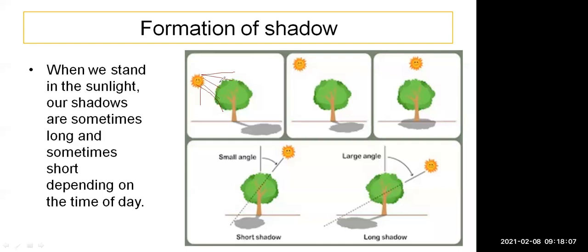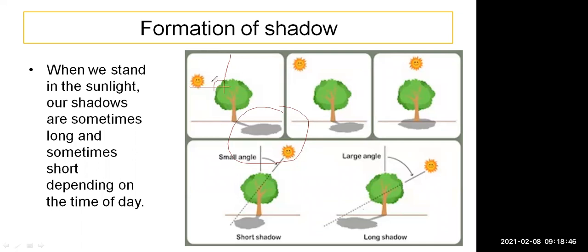Now if you take this as a perpendicular line, here the sun is over here, so the angle between them is large. As you all can see, the angle between them is large. So if the angle is large, what will happen? A longer shadow will be formed. Because the angle over here is large, you get a longer shadow.